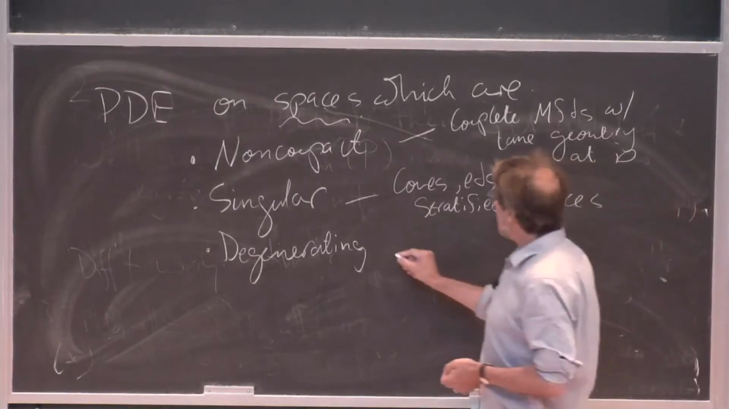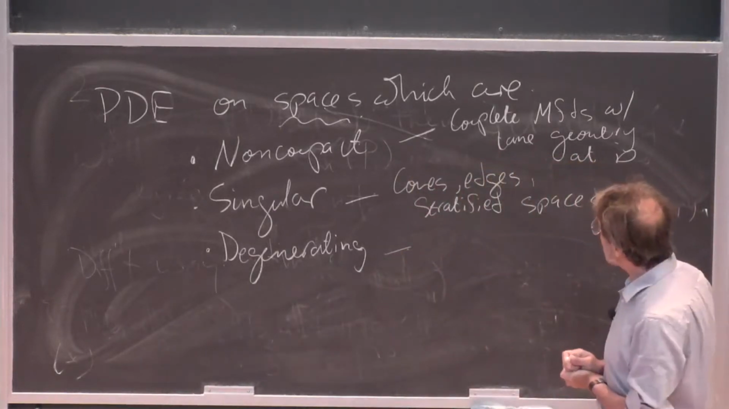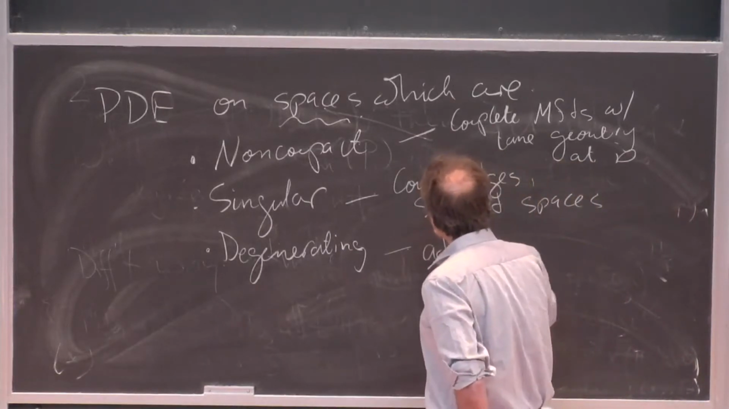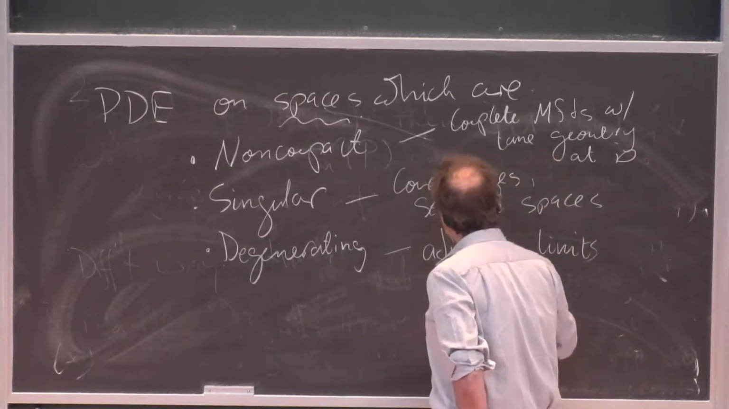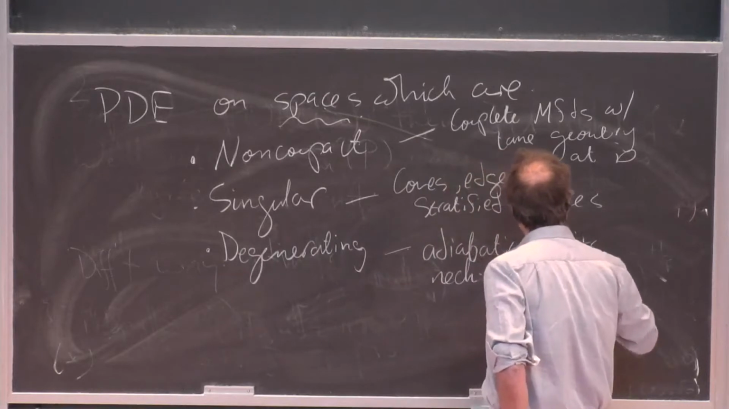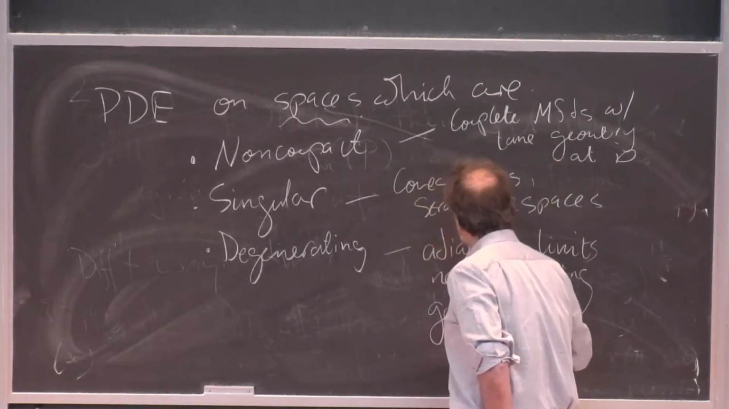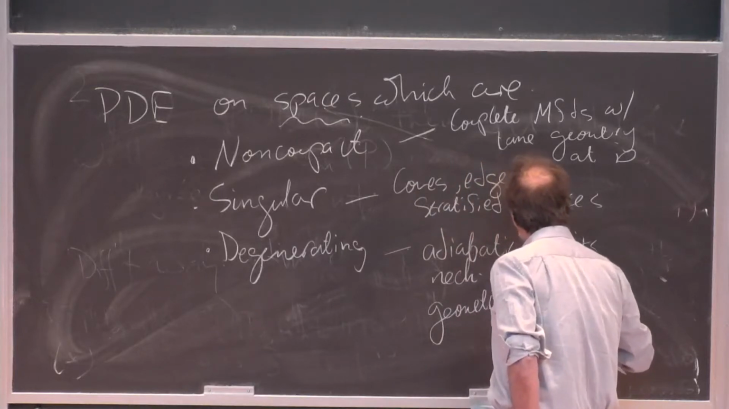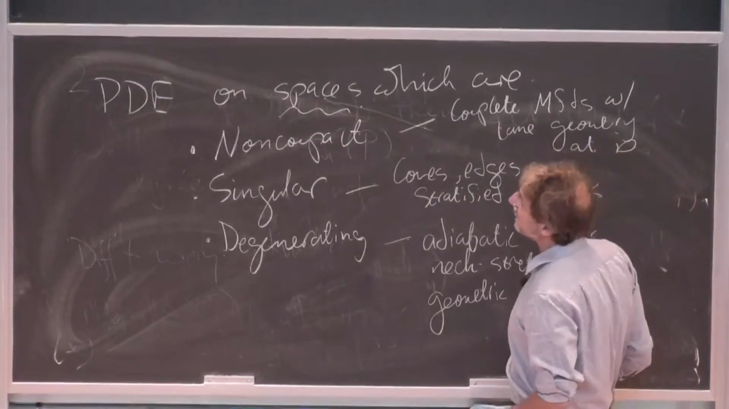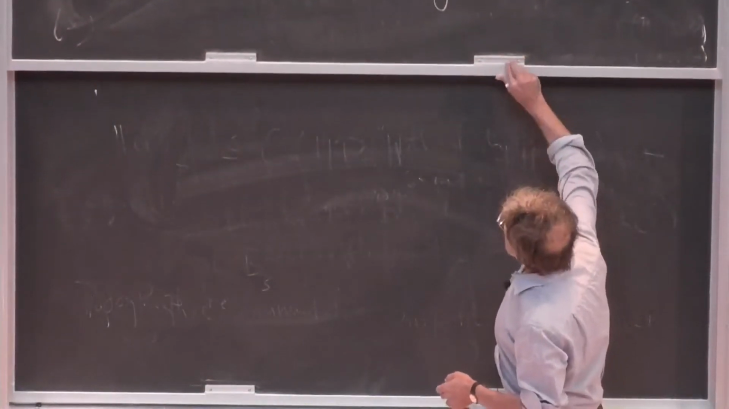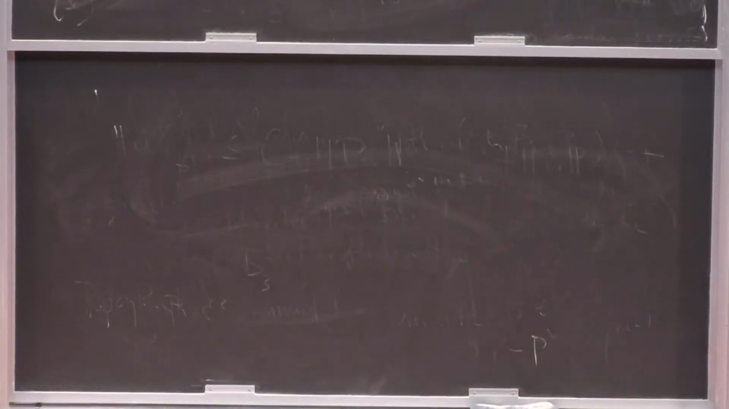And then finally, degenerating spaces. Again, I'll give various examples, but these are things that arise naturally in mathematical physics problems and geometry problems: adiabatic limits, neck stretching, and what I'll call geometric gluing. These are all families of elliptic operators that have a parameter in them, and the unifying feature is that as that parameter goes to 0 or infinity, the problem becomes more and more degenerate. And I want to find some good uniform way of treating these things. Okay, so that's a very rough overview of what's going on.